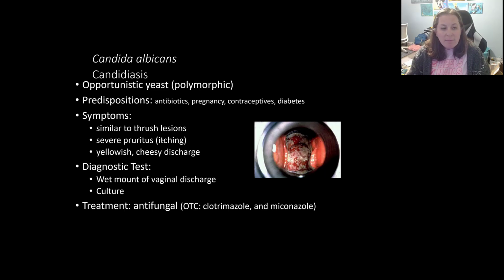Diagnostic tests include a wet mount of the vaginal discharge. We actually can culture this out, but remember, culturing fungus is going to take more time than culturing bacteria. We do see that antifungals are the type of treatment or medication. There are some over the counter, like clotrimazole and miconazole.